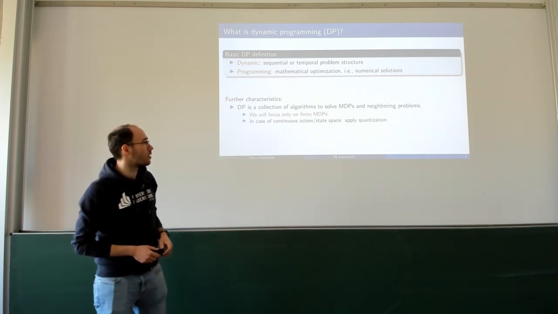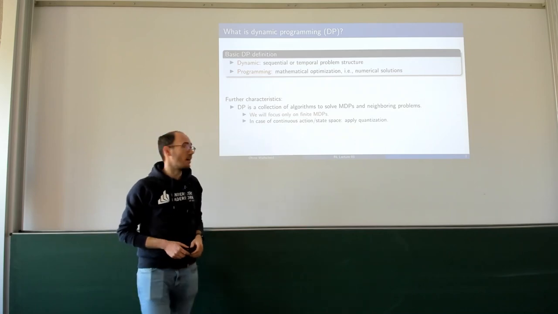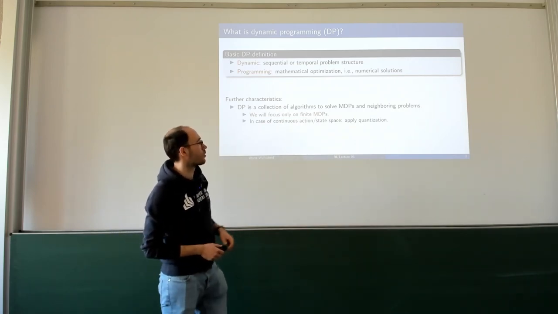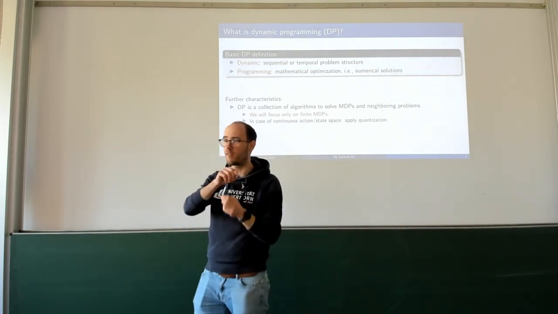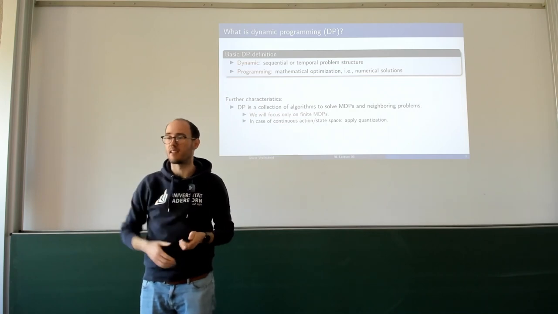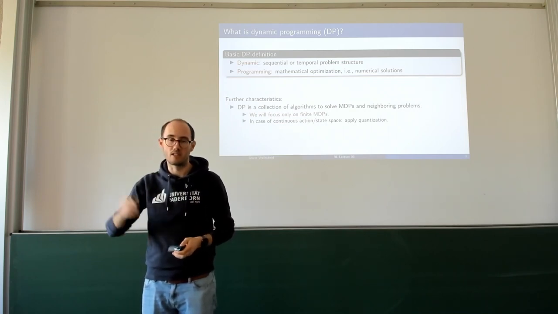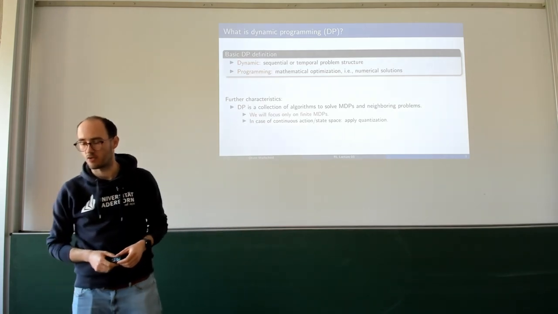If you would like to apply the MDP solution, as we will discuss it today, to a continuous problem, what you could do is apply artificial quantization. You say, okay, I have some grids with respect to state values and action values, and I discretize these continuous values on a gridded space so as to make it discrete.